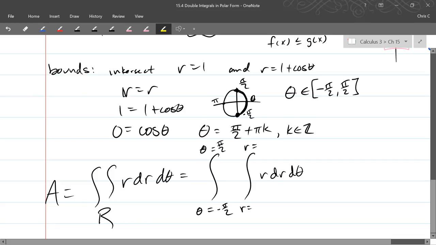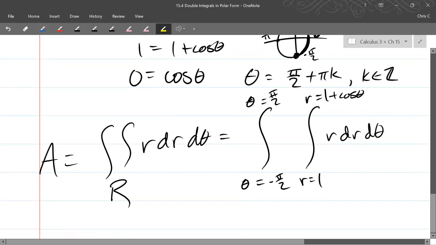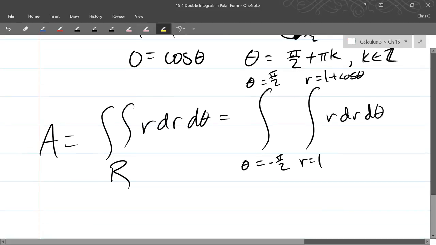So any guesses on what little r might be? Why do you say 1? Because the inequality right up here, it's got to be bigger than 1 and smaller than 1 plus cos theta. So we go from 1 to 1 plus cos theta. This integral doesn't look very fun, because it's about to be r squared over 2, and then we're going to plug in that thing squared. So let's just call it a day right here. I just had to set it up anyways. All right, so that will be the area right there.